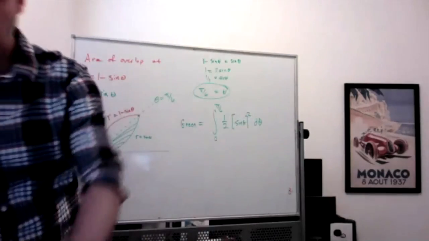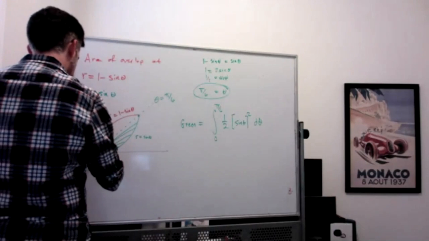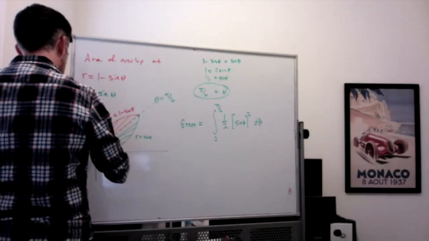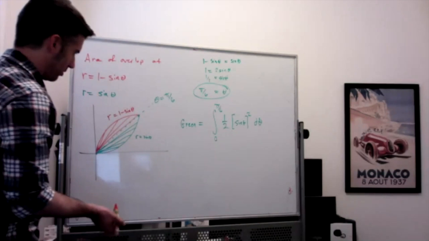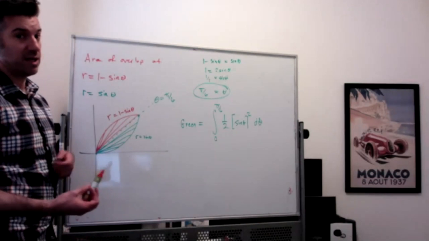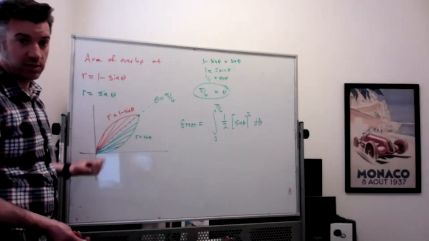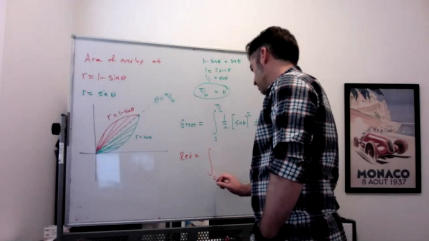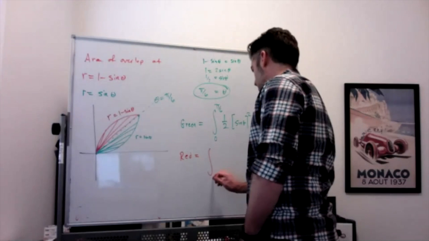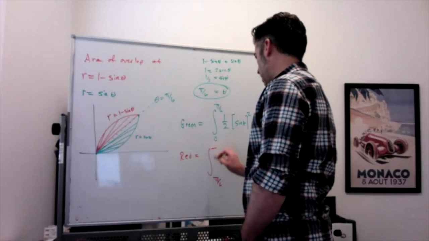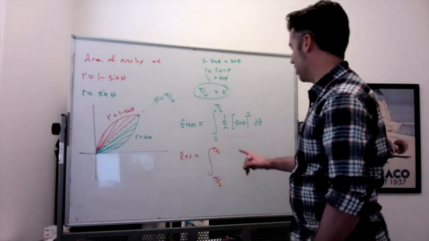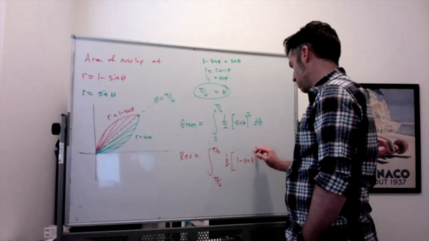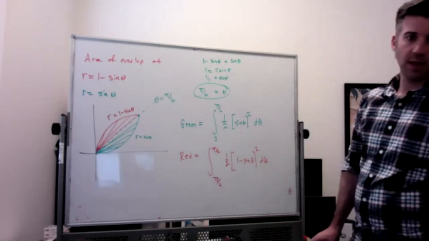The red part, on the other hand, is all this. From an angle of pi over 6, getting larger and larger until the angle gets closer and closer to pi over 2. Because when the angle is pi over 2, sine of pi over 2 is 1, and 1 minus 1 is 0, so the radius will be 0. So the red area is going to be the integral from pi over 6 to pi over 2 of, again, 1/2 times your function squared. And then we're going to double that.